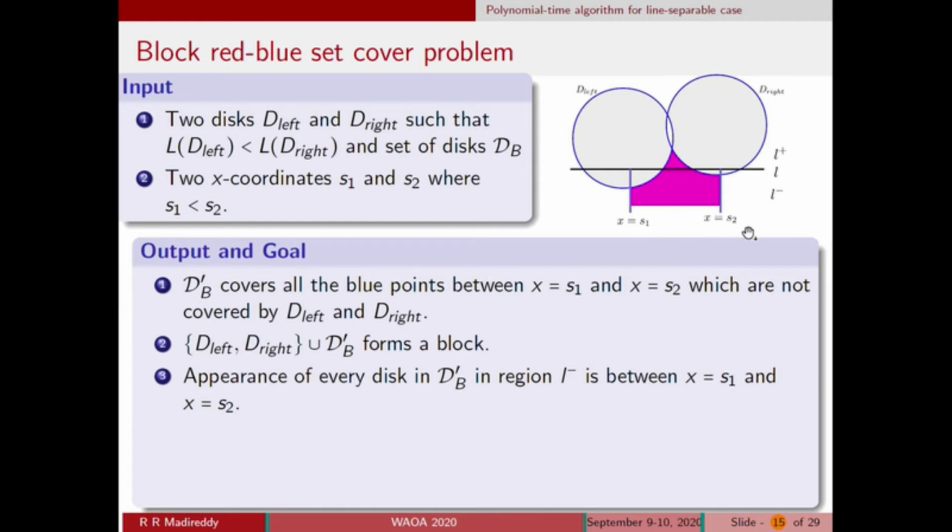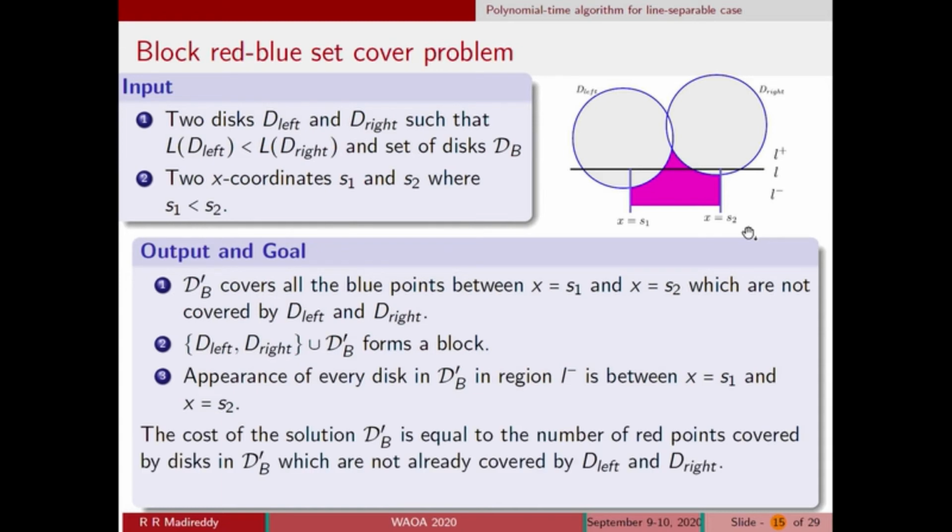Then the cost of the solution D prime is equal to the number of red points covered by the disks in D prime which are not already covered by disks D left and D right. So the goal is to find the minimum cost D prime.